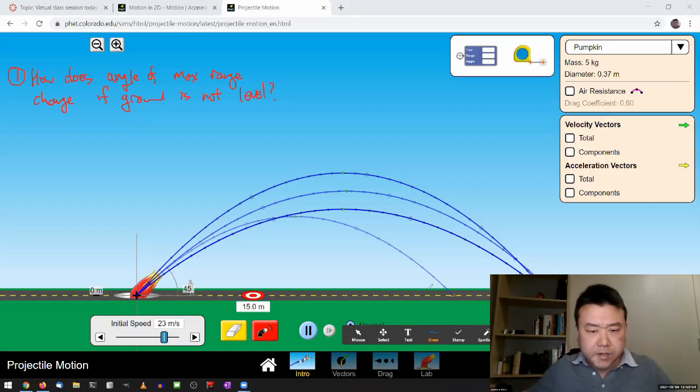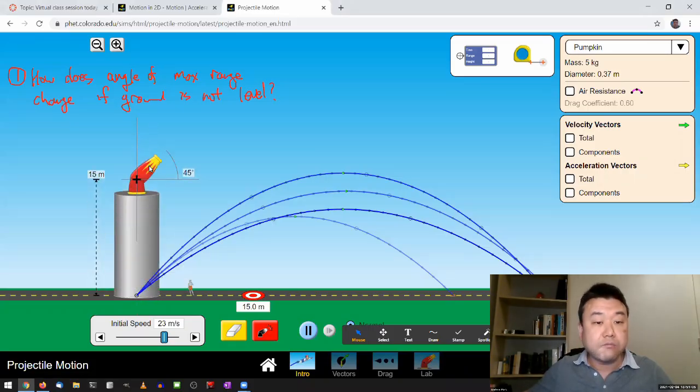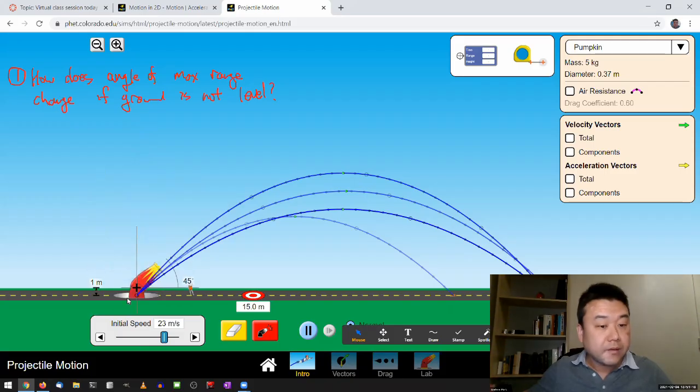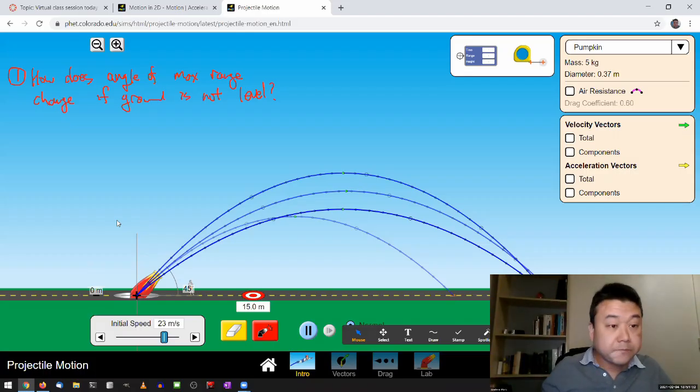In this particular case, the easiest thing to do is raise the cannon up to a higher height. That would effectively make the ground not level, so that wherever the cannonball lands is at 0 meter height, but the cannonball starts at 50-meter height. Will it still be a 45-degree angle that gives us the maximum range, or will it be something else? Will it be less than 45 degrees, or more than 45 degrees? So that's question one.